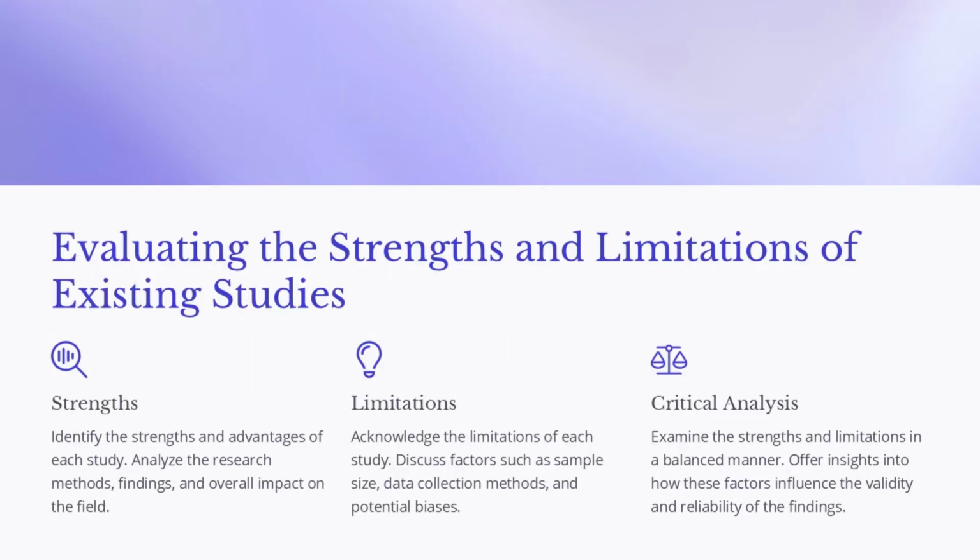The goal of this slide is to evaluate the strengths and limitations of existing studies on this topic. We'll start by looking at the strengths of each study, the research methods, key findings, and overall impact on the field. Next, we'll acknowledge the limitations of the studies, such as sample size, data collection, and potential biases. Finally, we'll provide a critical analysis that examines both the strengths and limitations in a balanced way. This will give insights into the validity and reliability of the findings. The key is to take a thorough, objective look at the existing research to understand its value and shortcomings.